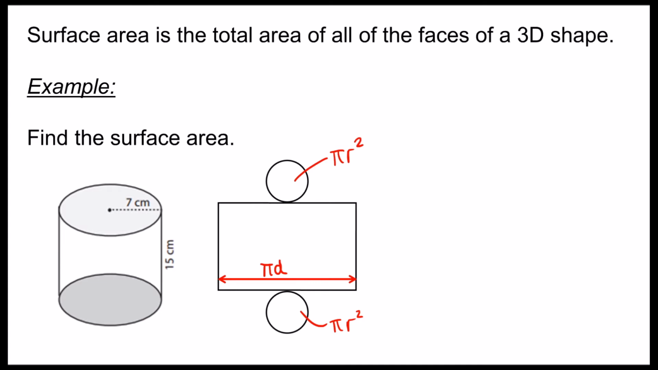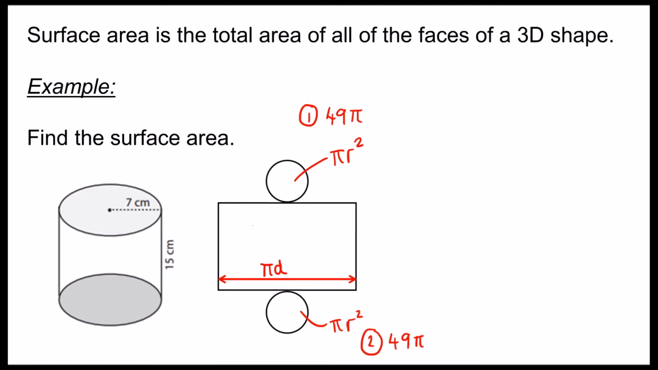So I know that my first face, the circular one, is pi times radius squared. I know that my radius is 7, so that's going to be 7 times 7, which is 49 times by pi. I'm going to leave my answer in terms of pi for now. I can also say that my second area, which is this circular face at the bottom, is going to have the same area, so that's 49 pi as well.